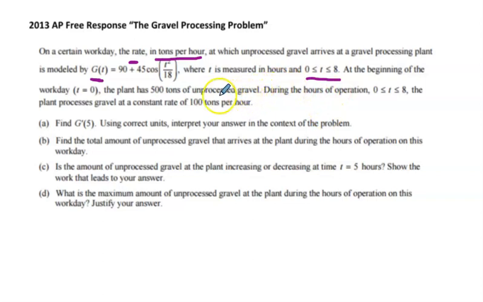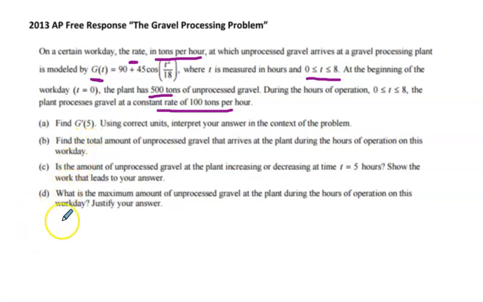So at the beginning of the workday, which is where time equals 0, the plant has 500 tons of unprocessed gravel. That's our initial value. And then during the hours of operation from 0 to 8, the plant processes gravel at a constant rate of 100 tons per hour. So what you have here is G of T as the rate in, meaning the rate at which the gravel arrives, whereas the rate out is 100 tons per hour. So they then want you to find G prime of 5.